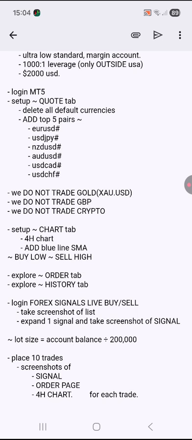We're going to take a screenshot of the signal in the signal app, expanded with the price information. And we're going to take a screenshot of the order page with the trade placed already. And then we take a screenshot of the 4-hour chart with the trade placed already. My team actually sends me those 3 screenshots for every trade that they do.